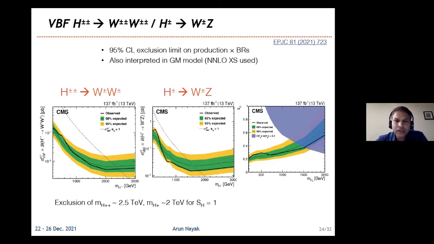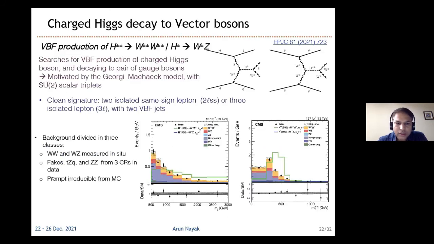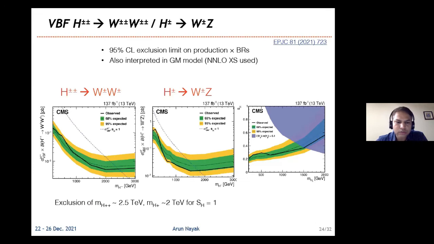So here you see the limits on the doubly charged Higgs boson production and also the singly charged Higgs boson production here, starting from a mass of about 500 GeV. Sorry, remember, it's 500 GeV to something like 50. Yes.